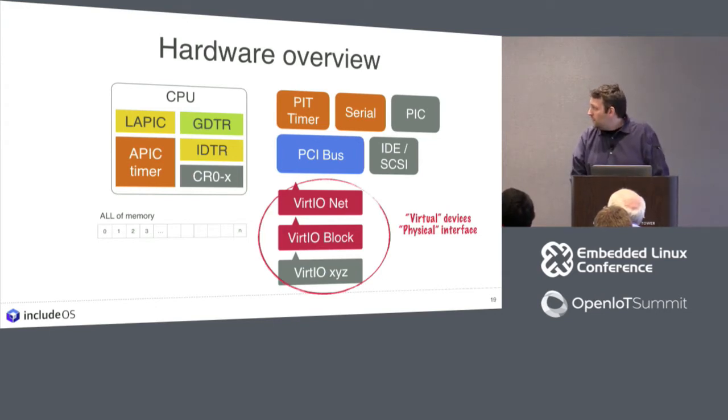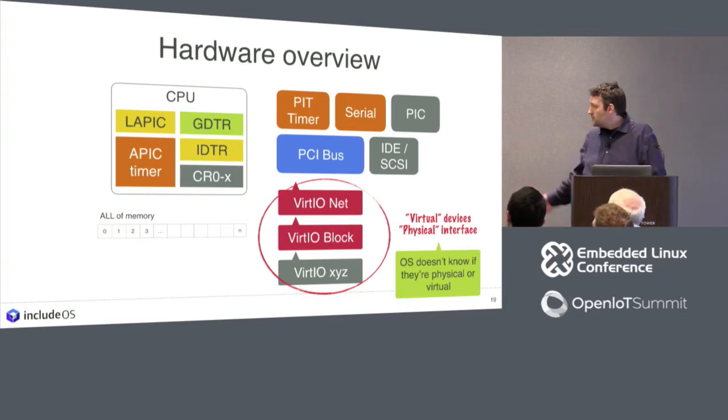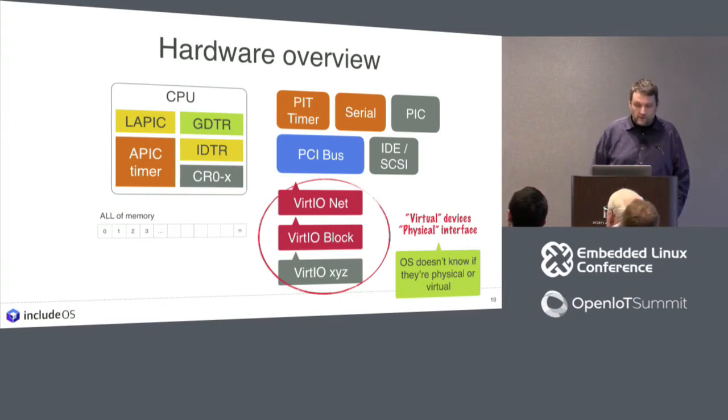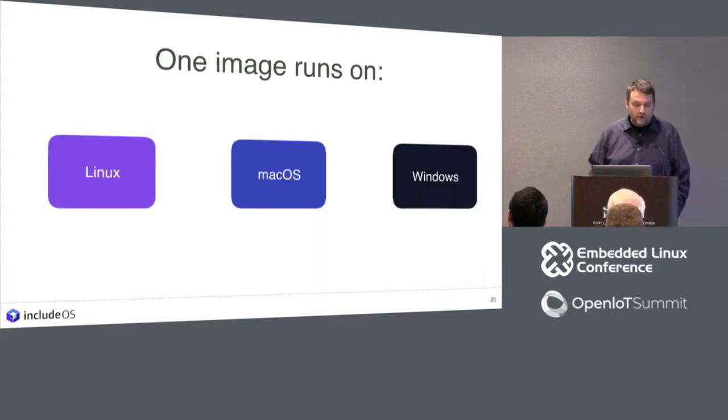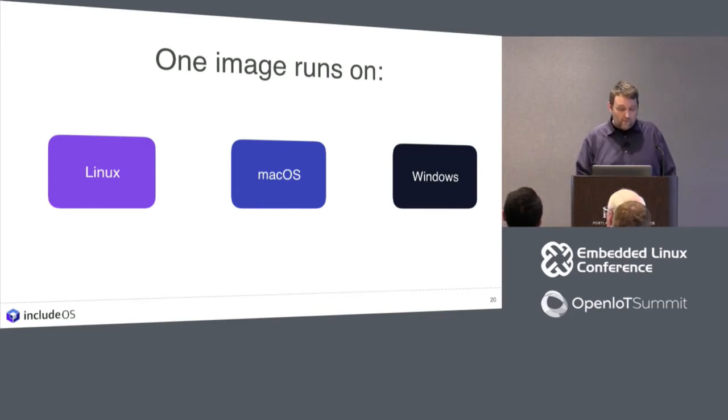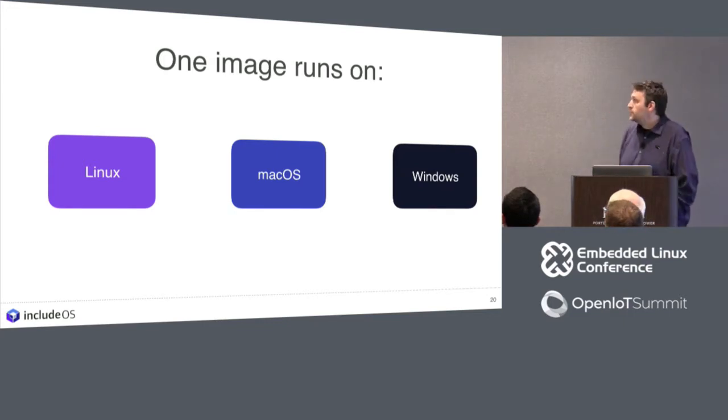Here you see some devices. Some are virtual, some are physical. The operating system does not know whether they're physical or virtual. So you end up with one image, and using your favorite hypervisors, you can use QEMU with KVM acceleration, VMware and VirtualBox, and the same image runs on Linux, macOS, and Windows when you're testing locally.